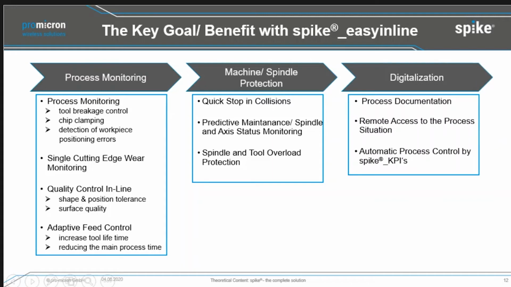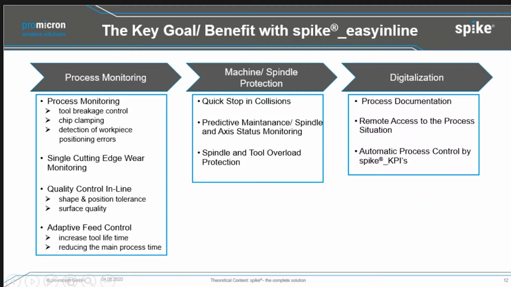And finally, this all relates to digitalization. We have full process documentation. We can get remote access to the process situation, and of course automatic process control by our Spike KPIs, or even further, Spike AI. So we cover the whole range that relates to digitalization in machining.